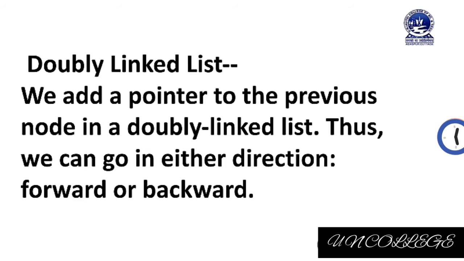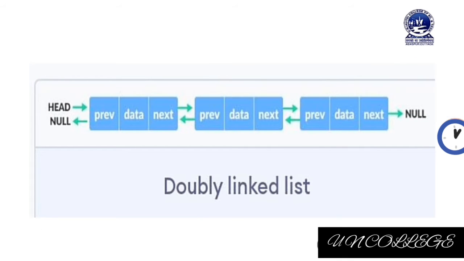Now we will discuss the meaning of a doubly linked list. In a doubly linked list, we add a pointer to the previous node. Thus we can go in either direction, forward or backward. Its meaning is that in a single linked list, the node consists of one address part, which contains the address of the next node. But in a doubly linked list, the node consists of two address parts. One is called previous, another is called next. The previous address points to the previous node and the next address points to the next node. In this way we can move in both forward and backward directions.